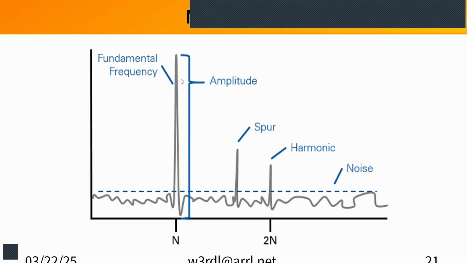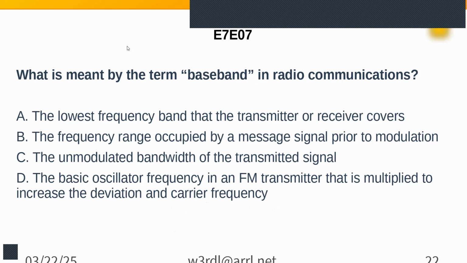This is just showing what the fundamental is, and then these spurs and harmonics versus other noise that you're going to see. So this was a second harmonic. You'd have a third out here somewhere, not showing it. So what's meant by the term baseband in radio communications?